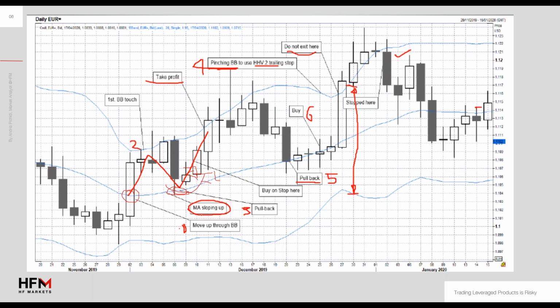Now, when should we exit the long position? We can exit the long position as soon as we see the asset touching or even breaking the Bollinger Band line. So that would be our take profit.